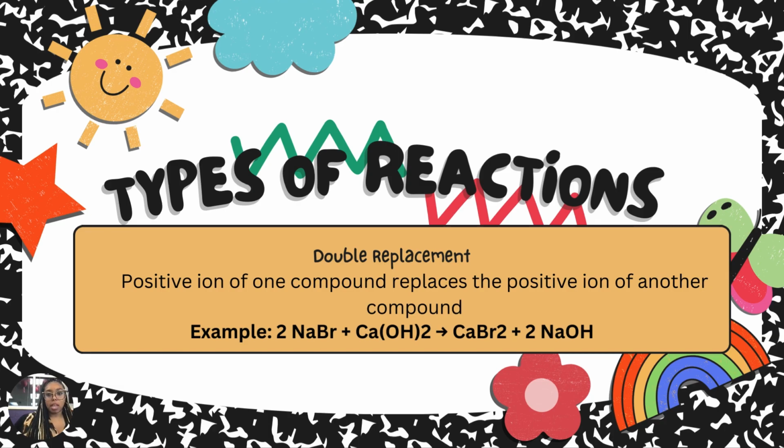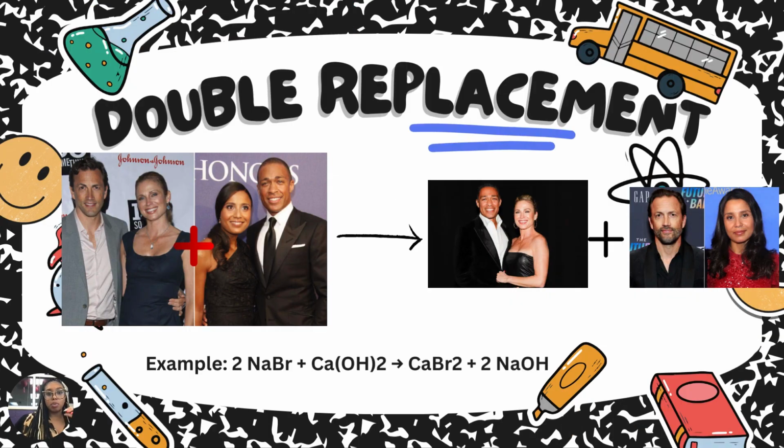All right, now I am going to share what that looks like in a non scientific example. So you have this couple right here. They started off in the reactant as a married couple. These two right here started as a married couple, and these two right here started as a married couple. The reactant is what our reaction starts with.